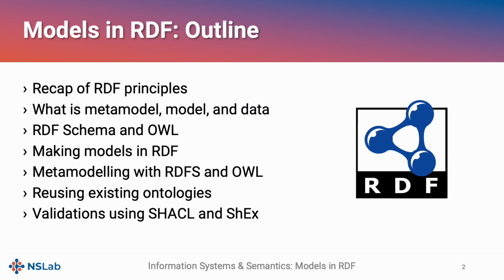In this presentation, first I will quickly recap RDF basics from the previous one. Then I will explain the view on metamodel, model, and data relevant to use of RDF, which will lead us to taking a look at RDF schema and the web ontology language, which is abbreviated as OWL. I will then show how to make models using these, and then also how to create metamodels. Finally, we will take a look how existing ontologies can be used together with our models, and also how to make validations using something called RDF shapes.